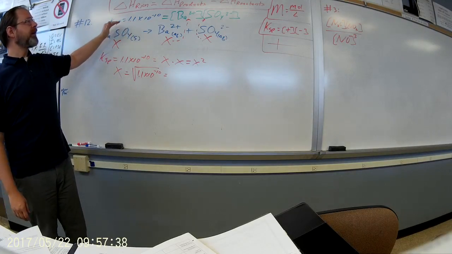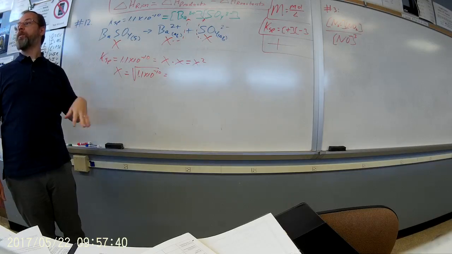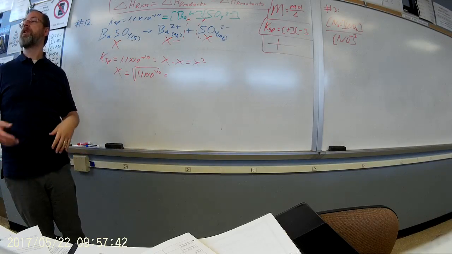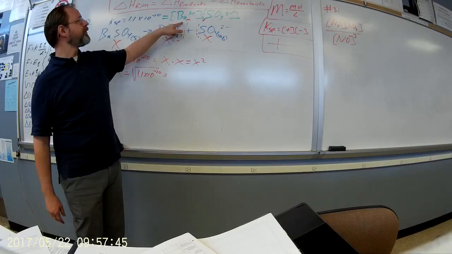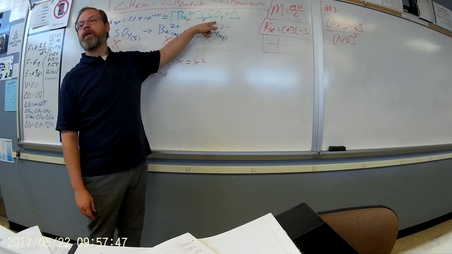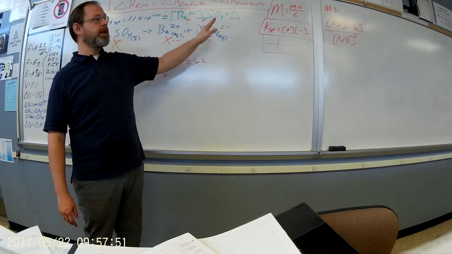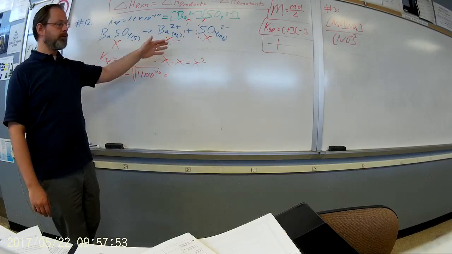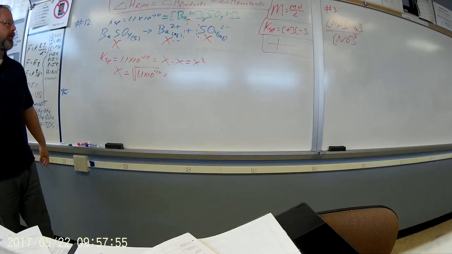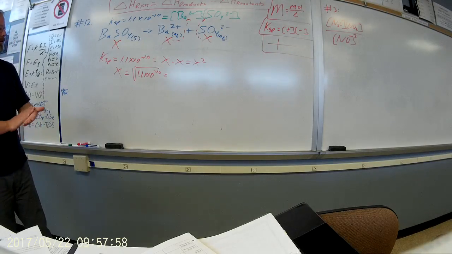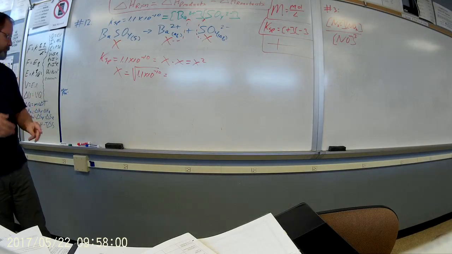Yeah, this is the Ksp equation. All Ksp equations, or Ksp expressions, all have the same form. The concentration of the cation multiplied by the concentration of the anion. And in this case, it's simple. It's 1 cation, 1 anion. After we do this one, we'll take it to level 2 and look where it's not as simple. What'd you get?